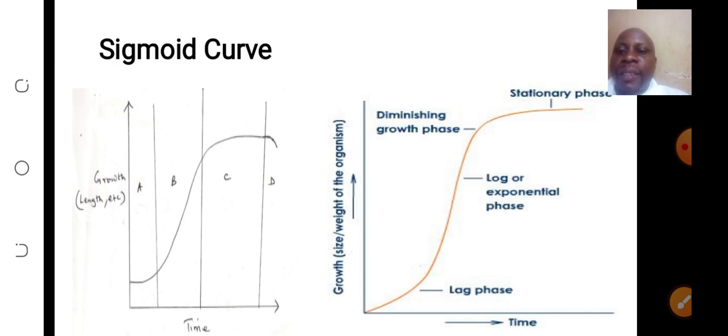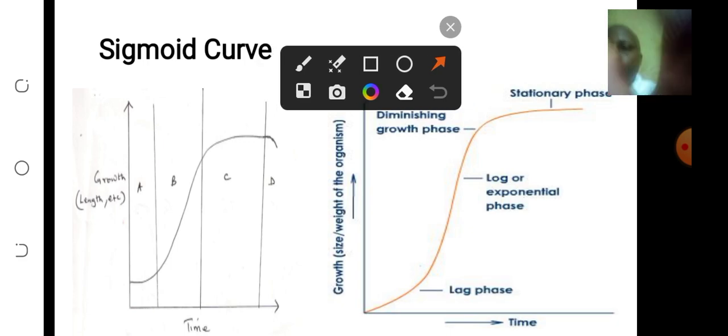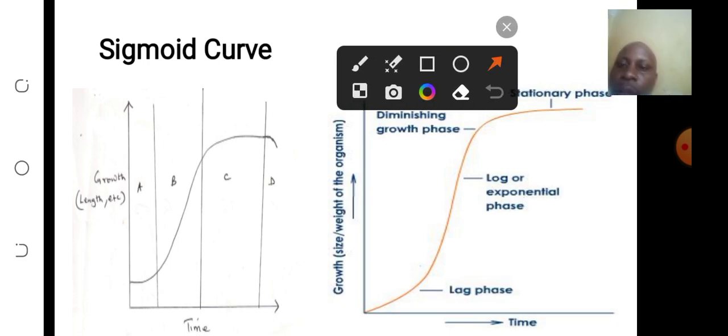Let us have this particular diagram. This is another diagram of the sigmoid curve. Now, in this particular case, we shall have to discuss what happens in these particular regions. So, the first region A is this one here, which we have said is called the lag phase. So, this is the lag phase here, which corresponds to region A. So why do you think that there is a slower growth rate?